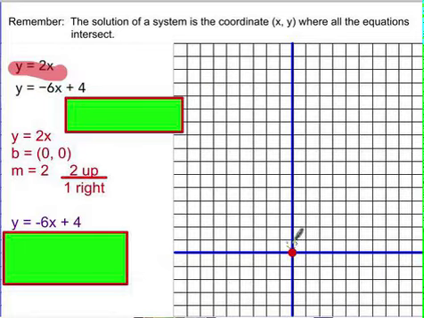So again, I start at my y-intercept, go 2 up, 1 to the right, and repeat. Again, drawing a series of dots so I know that my line is perfectly straight.